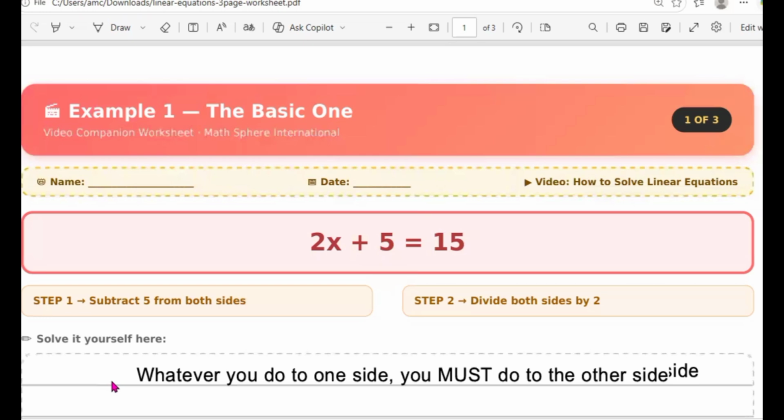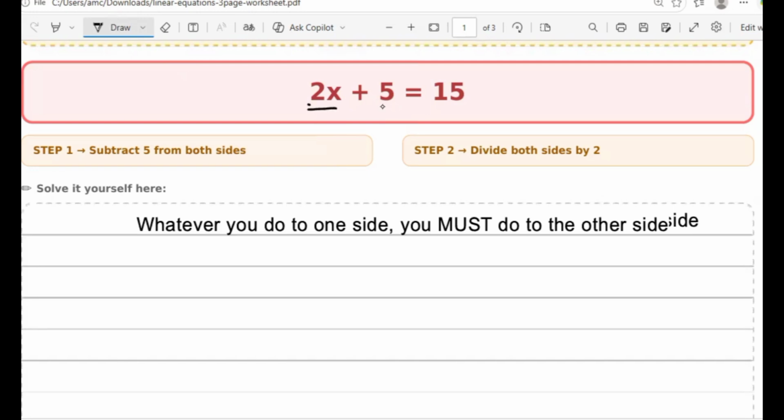Okay, so now let's solve real examples. We have 2x plus 5 is equal to 15. We want x alone on one side. Right now, 5 is sitting there with the 2x, so let's remove it. First of all, we write down this equation: 2x plus 5 is equal to 15. We want to remove this 5. To remove this 5, we subtract 5 from both sides.